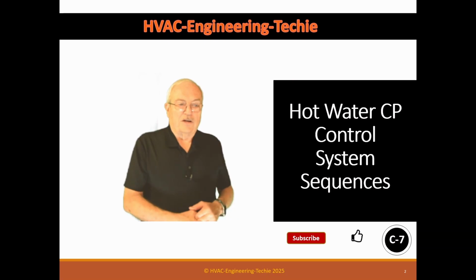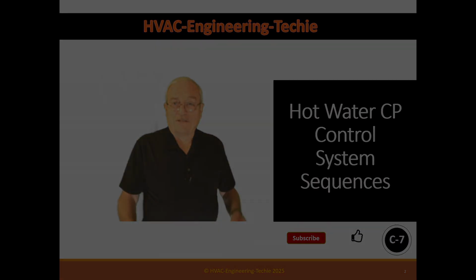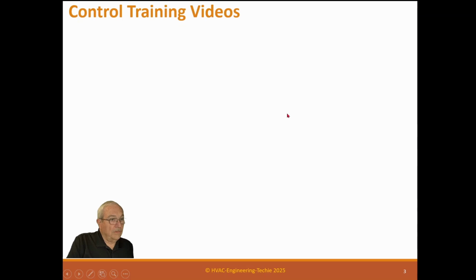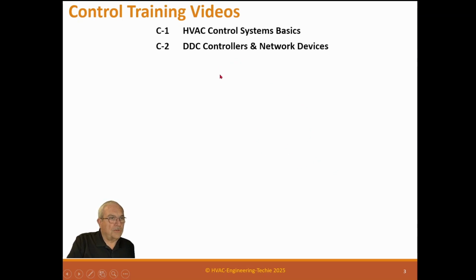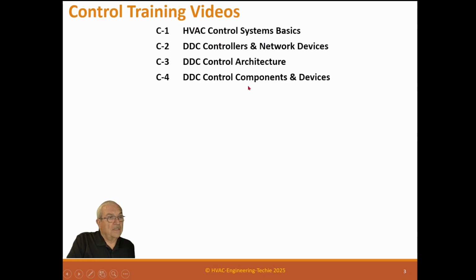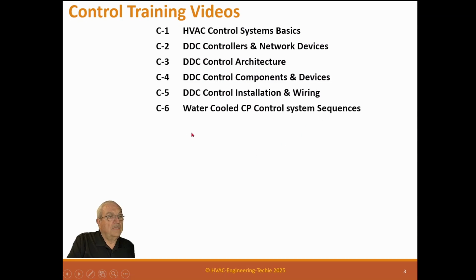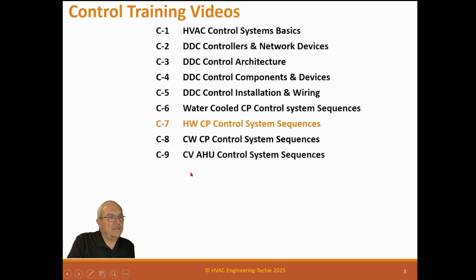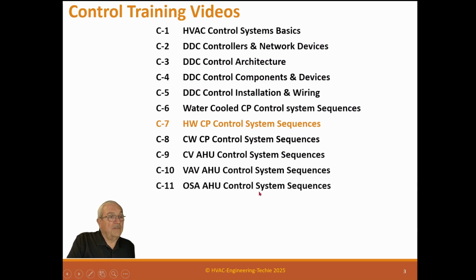All right, let's get started in the hot water central plant sequences. Now we're going to go over a list of our videos. I know you may have already seen this, but we'll go over it quickly. C1 is our basic system controls. C2 is DDC controllers and network devices, so you see the different kinds of controllers. C3, DDC control architecture, sees the layouts of the networks. C4, control components and devices. C5, wiring and installation, how you actually install all this stuff. C6, water-cooled central plant sequences. C7, which we're talking about today, is the hot water central plant. C8, chilled water central plant. C9, constant volume air handler sequences. C10 is VAV air handler sequences. C11 is outside air sequences.